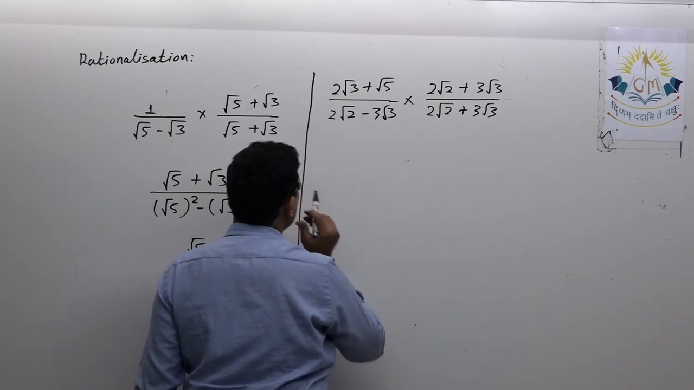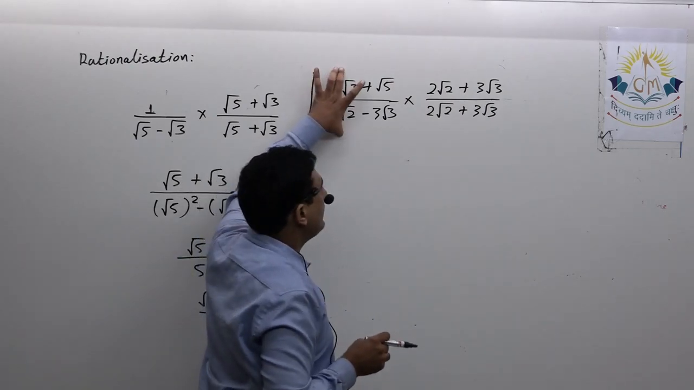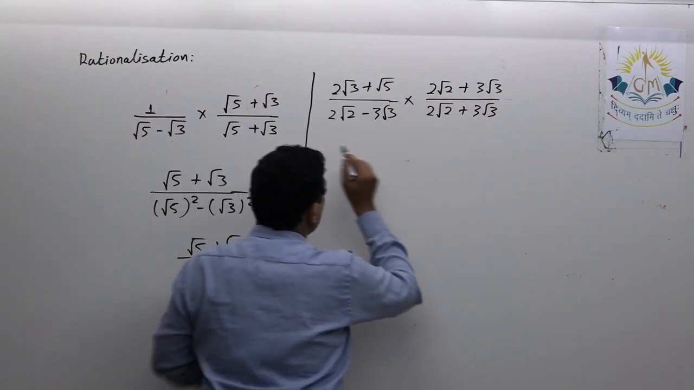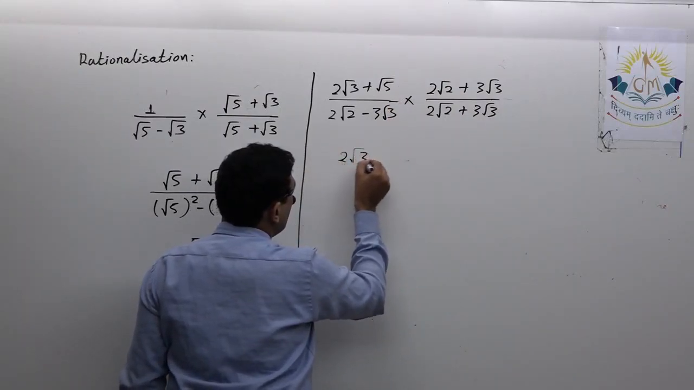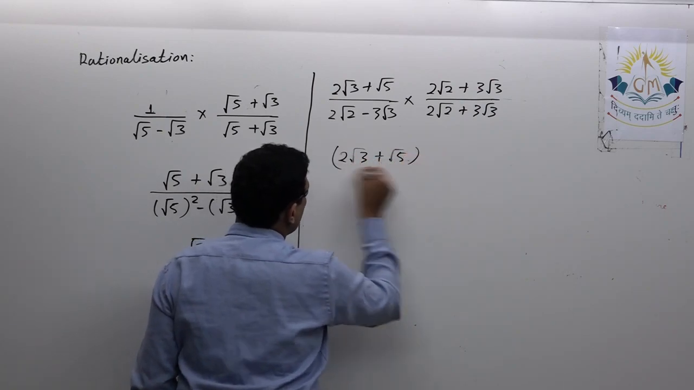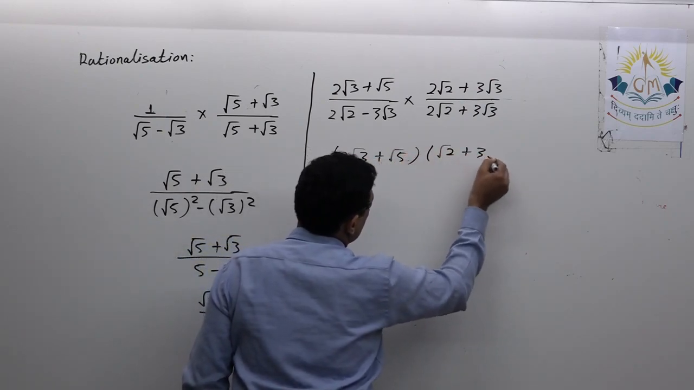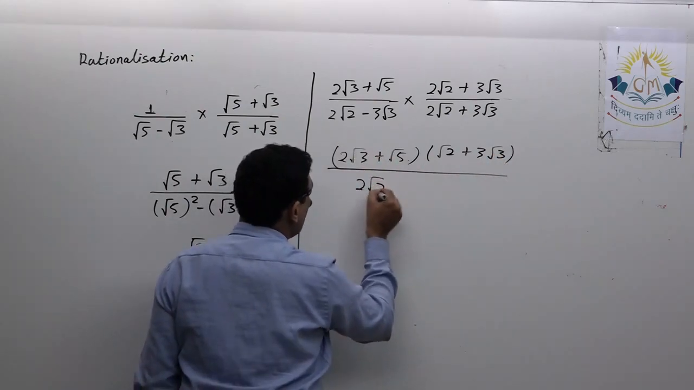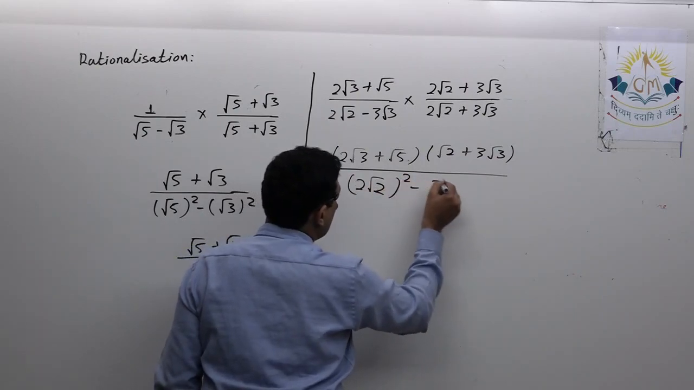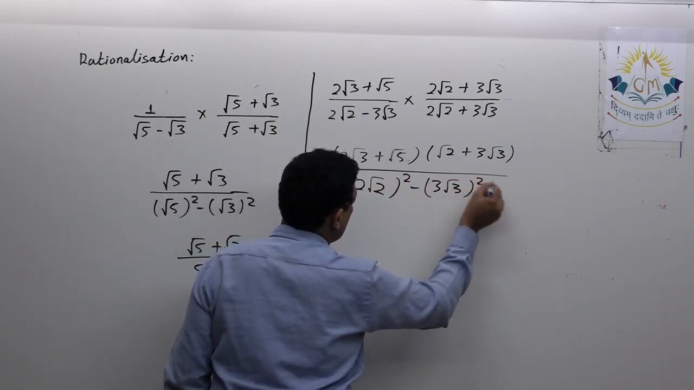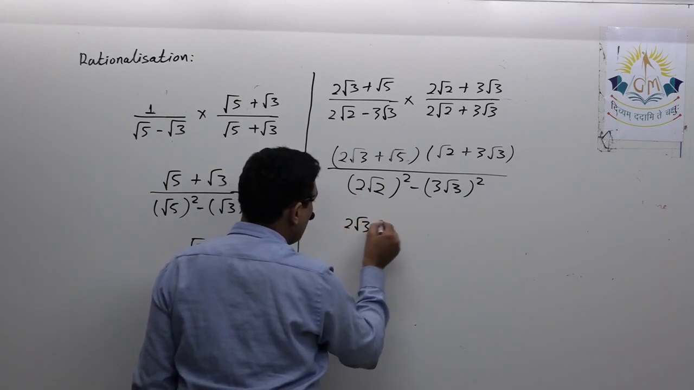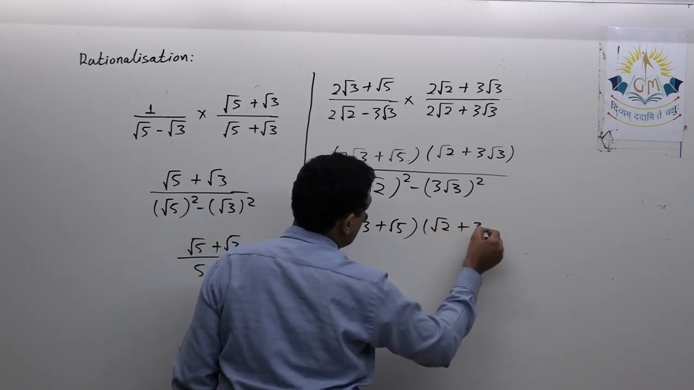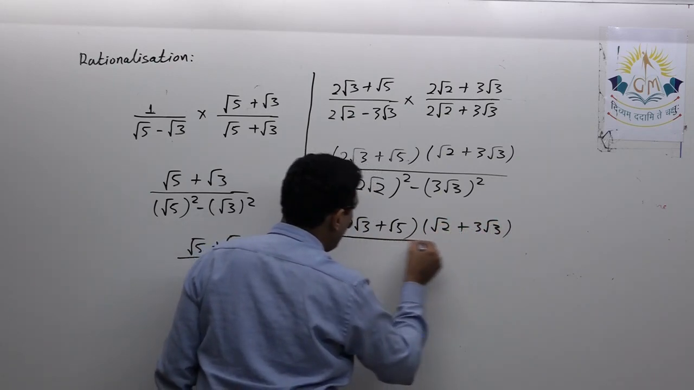Now generally they ask what will be the denominator, or simplify. So here I'm just giving you what will be the denominator. I'm least bothered about the numerator, so I'm writing it as it is. And the denominator, what will it be? 2 root 2 square minus 3 root 3 square. So the numerator I'm not multiplying. It might ask what will be the product of these two, which I'm assuming you know.